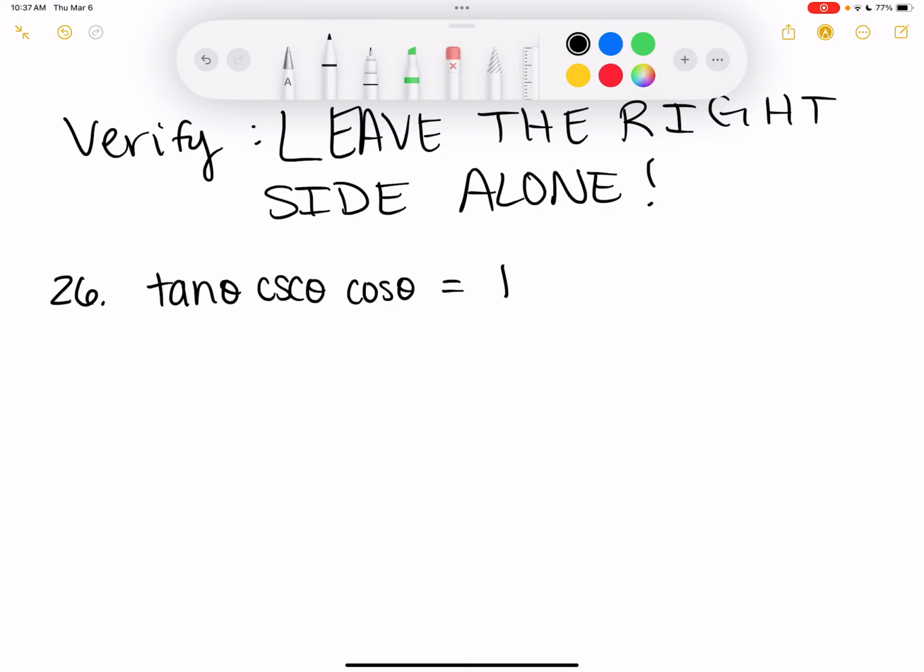So what I do is I draw an arrow down so that I don't even have the temptation to write anything on that right side.